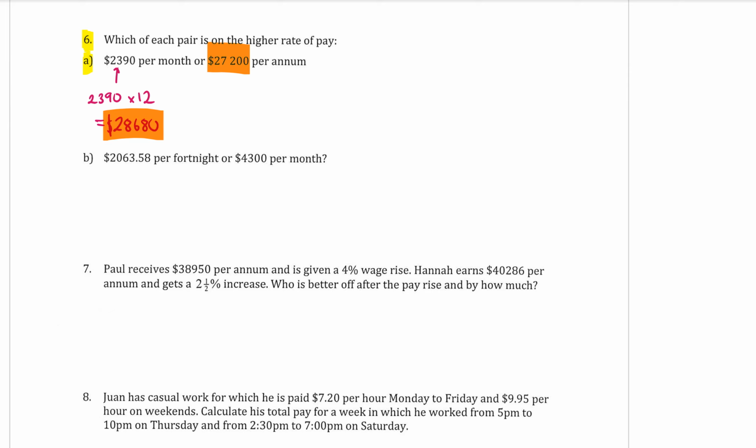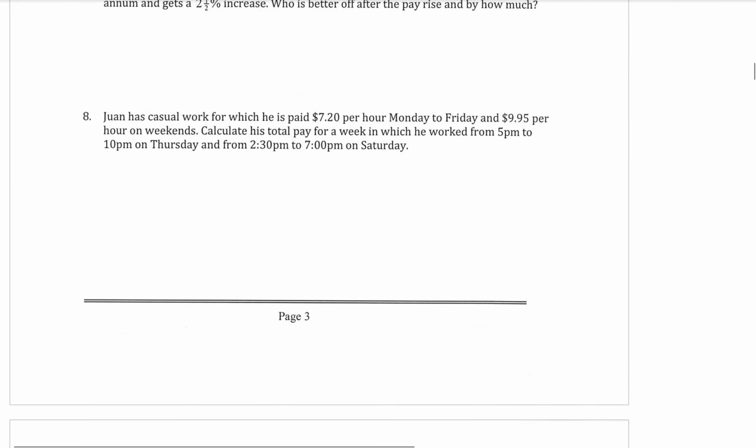So we need to write a little conclusion. Therefore, the $28,000 is more, so that means that we would prefer the $2,390 per month, because that is the higher rate of pay. You can do part B, that's the same.